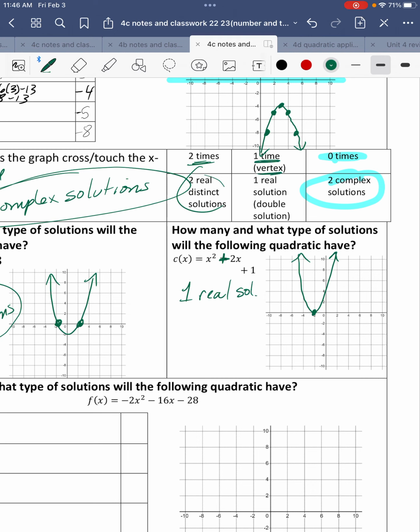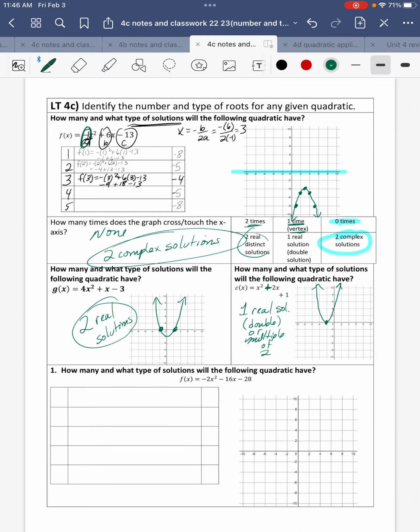When the vertex hits the x-axis, it's going to be 1 real solution, but we're going to count it as double. So it's going to be a double solution, or a multiple of 2, meaning it's twice, because every quadratic has two solutions. Both solutions would just happen to be the exact same number. All right, hopefully this helps.